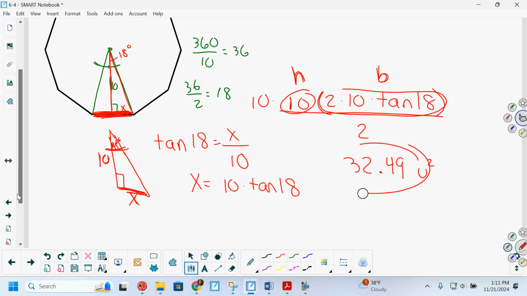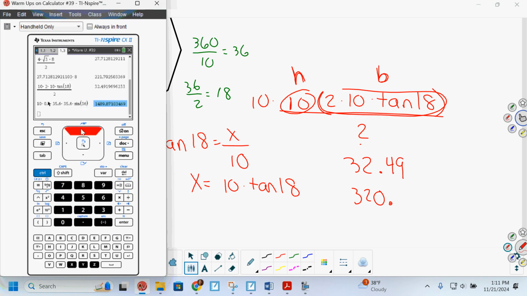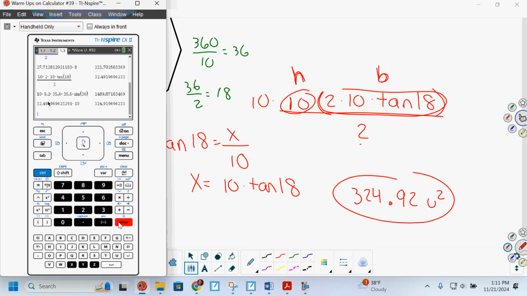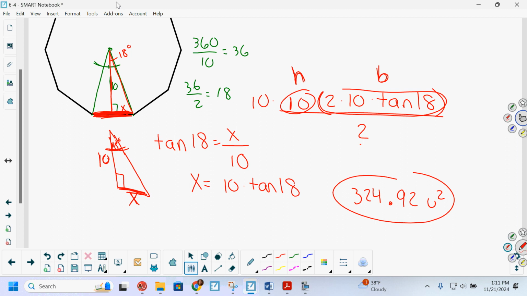So my answer is not 32.49. It's going to be 320 point... Oh, I got to look back at my calculator. Let's see. So this number right here, I have to multiply by 10. I'm glad I caught that. So we have 324.92 units squared when I multiply that by 10. All right.